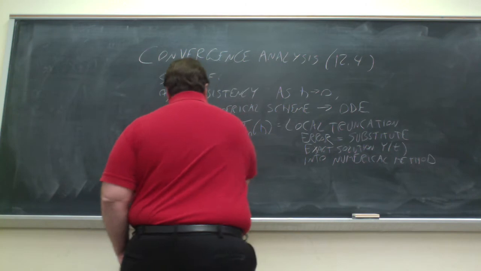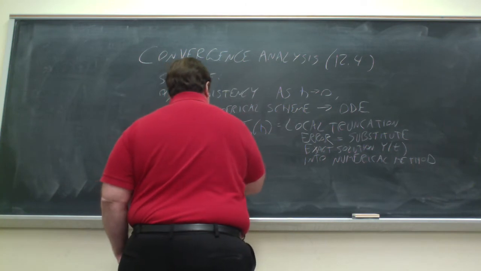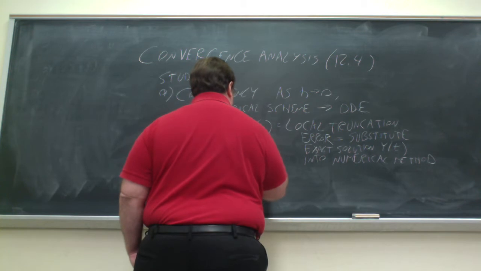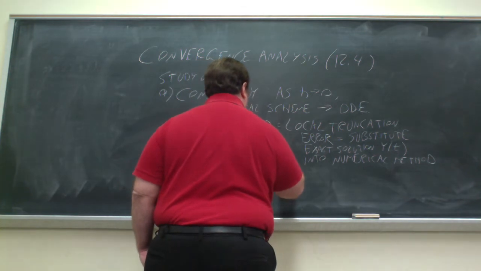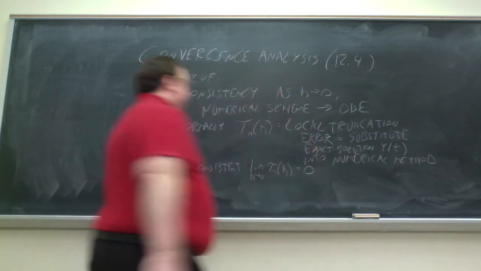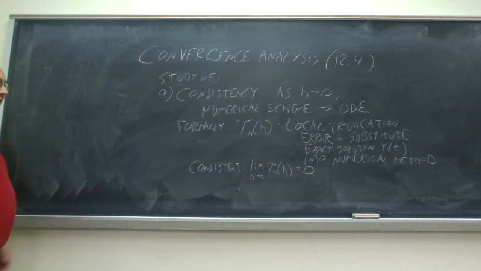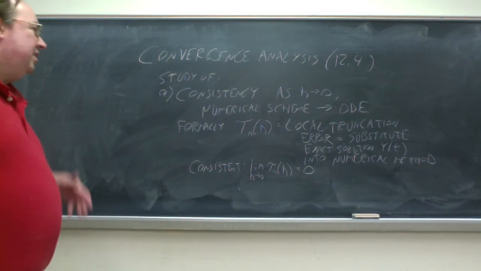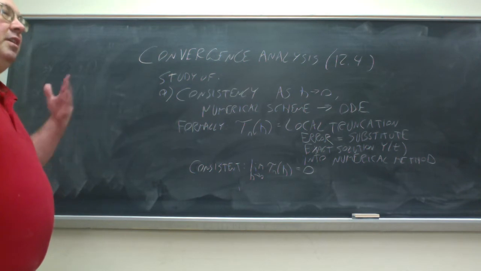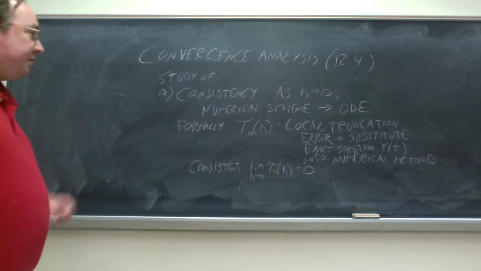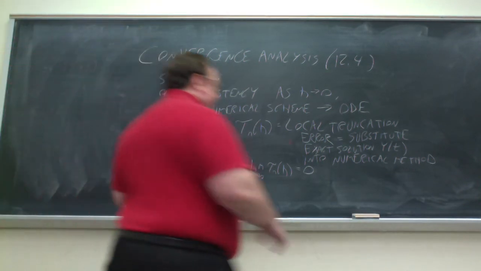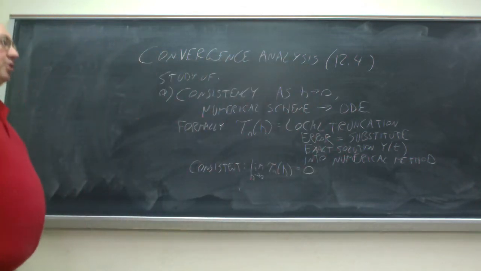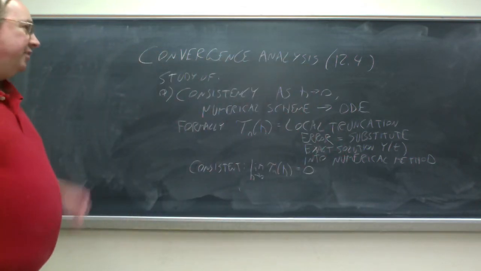So a method is consistent means that the limit as h goes to 0 of your local truncation error is 0. So that's all it means. But what you'd see is, as h goes to 0, the numerical scheme converges to the ODE. And consistency is one of those things that's generally fairly straightforward to check, as I'll show you.